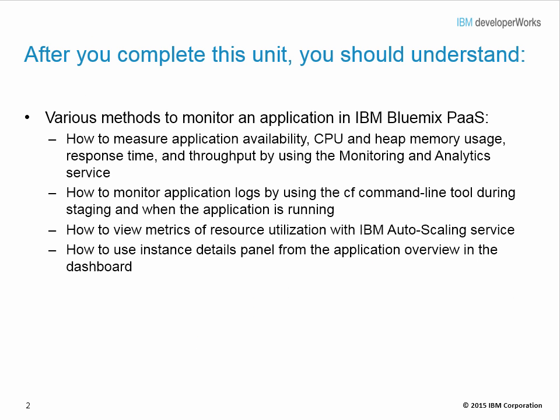After you complete this unit, you should understand the various methods to monitor an application in IBM Bluemix Platform as a Service, how to measure application availability, CPU and heap memory usage, response time, and throughput by using the Monitoring and Analytics service, how to monitor application logs by using the CF command line tool during staging and when the application is running, how to view metrics of resource utilization with IBM Autoscaling service, and how to use the instance details panel from the application overview in the dashboard.